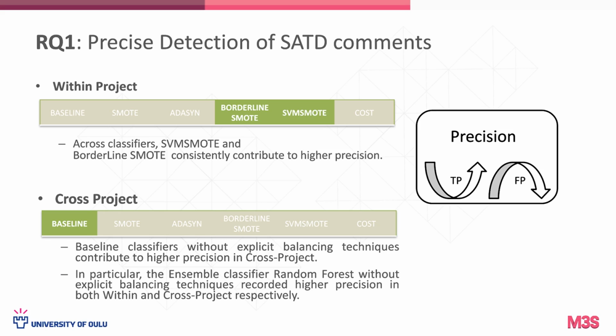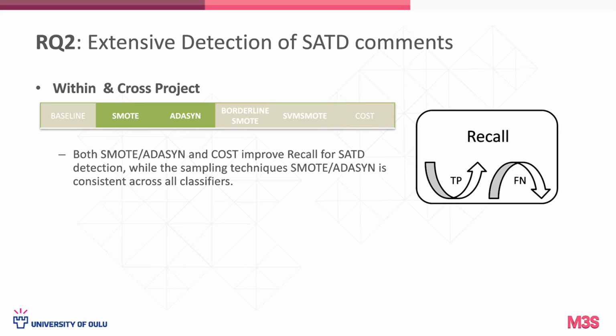For precise detection of SATD comments, the balancing techniques borderline SMOTE and SVM SMOTE consistently contribute to higher precision in within project setup. For cross project setup, the baseline classifiers contribute to high precision. In particular, the ensemble classifier random forest without any explicit balancing technique contributes to higher precision in detecting SATD comments. For extensive detection of SATD comments, the balancing techniques SMOTE and ADASYN consistently improve the recall scores for all the classifiers in both within and cross project setup.